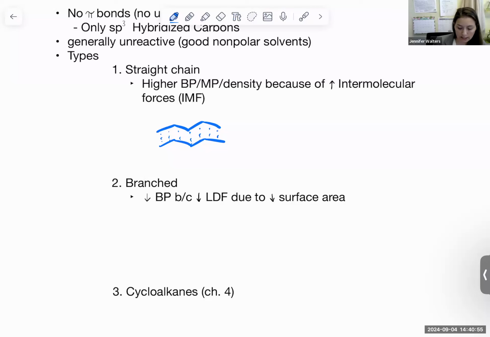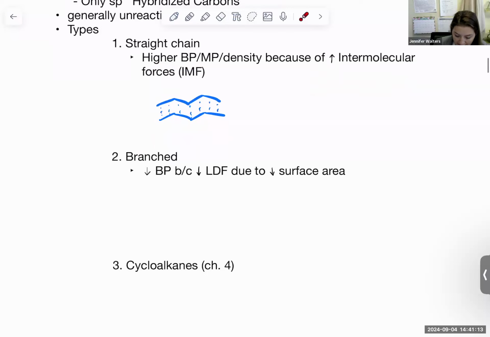So here, this is our London dispersion forces. This is the non-polar interactions. So the increased surface area is going to increase our boiling point and our melting point because we have increased intermolecular forces. Our branched are going to have a lower boiling point because they're going to have less London dispersion forces because of that decreased surface area.